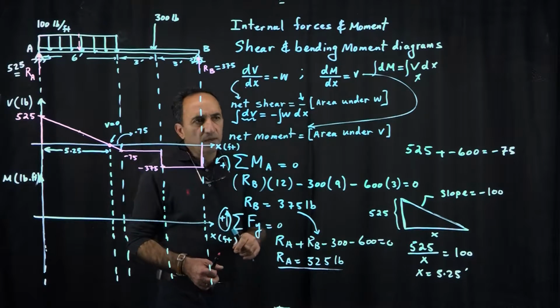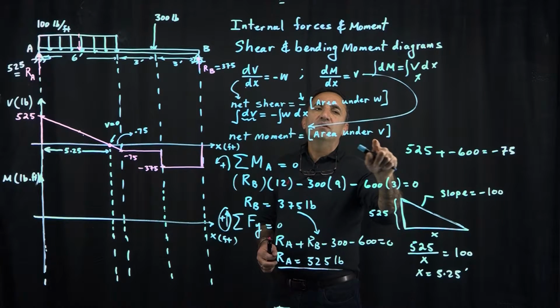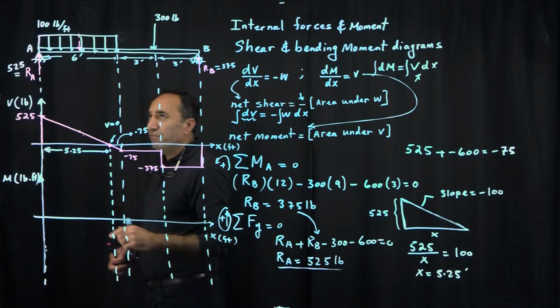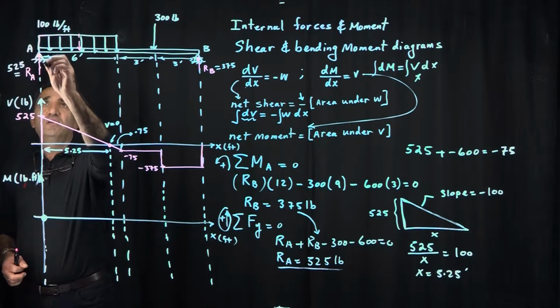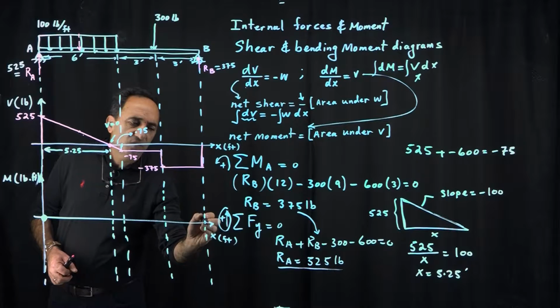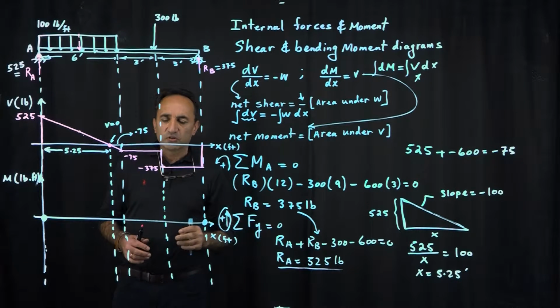Okay. So now what do we do? Where do we go from here? What we do from here is that we know that the net moment is the area under the shear load. So we have to start at 0 moment, by the way. If you don't have any external moment here at this pin, you start at 0 and you have to end up at zero moment, unless you have moment on those locations.